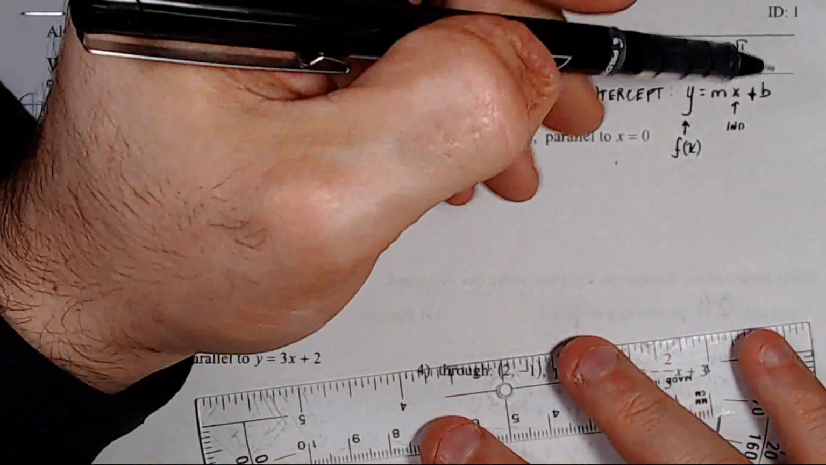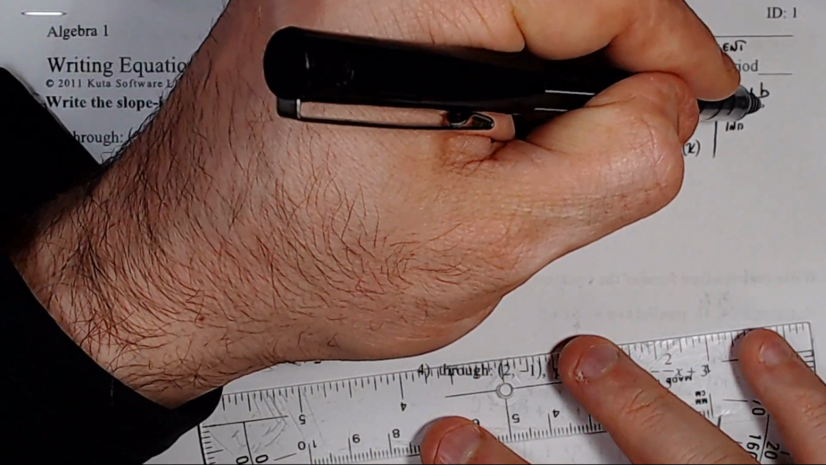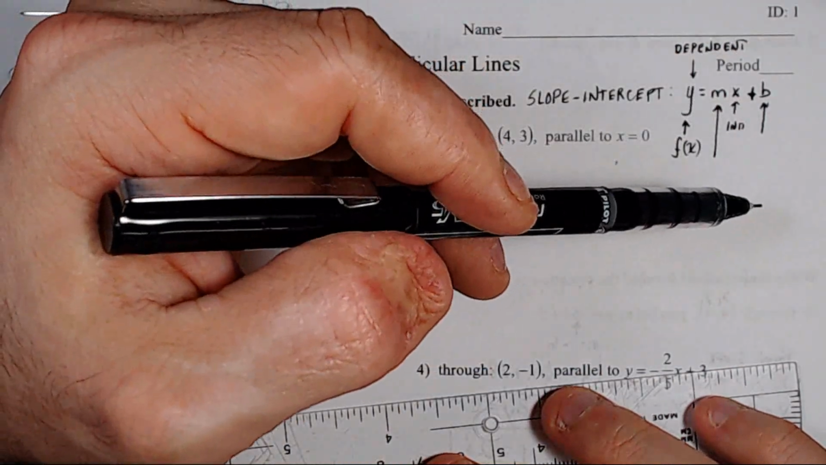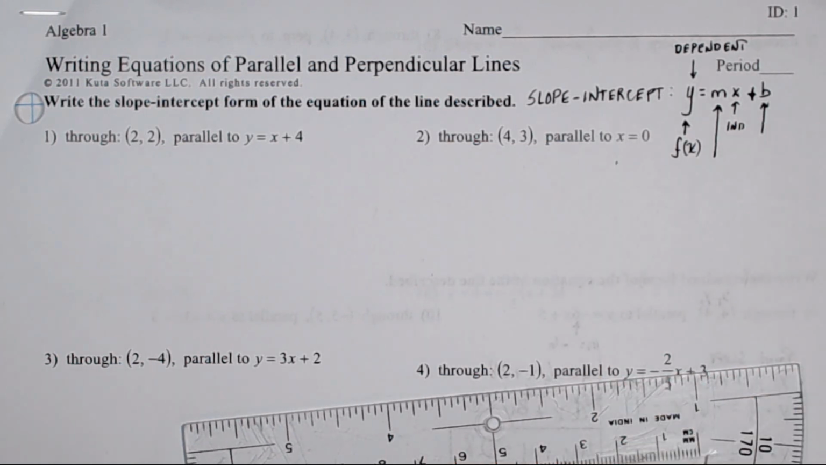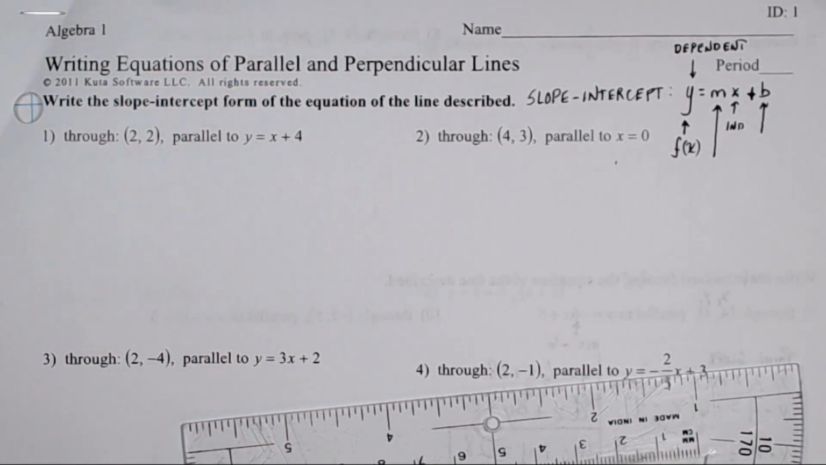Okay, so we have m that we need to identify and b that we need to identify. One of these is the slope and one of these is the y-intercept. Anybody want to take a shot at which one's the slope and which one's the y-intercept? M is the slope. That's correct.